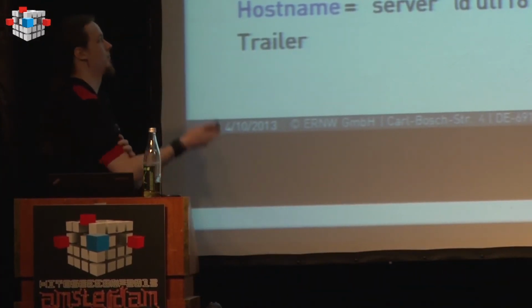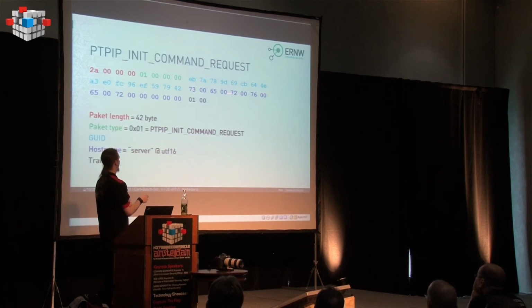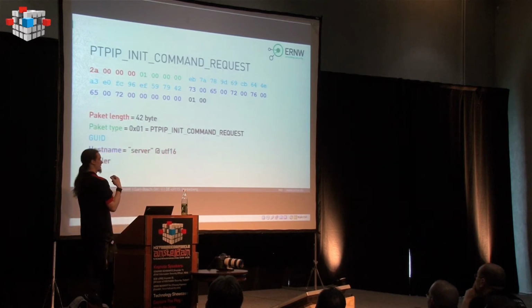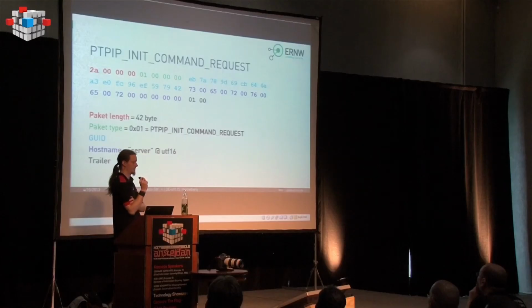Yeah, this is what the packet looks like in hex. So you got the packet length in front. You got the packet type afterwards, which in this case is just a one for the init command request. Then you got the GUID, this blue string, which is your secret you shared with the camera. Afterwards, you got the host name, which in this case is just the string server encoded in UTF-16. And yeah, afterwards, you got some trailer, which just says, OK, this packet is finished here. Okay, remember the blue string for a second, because we will need this again.